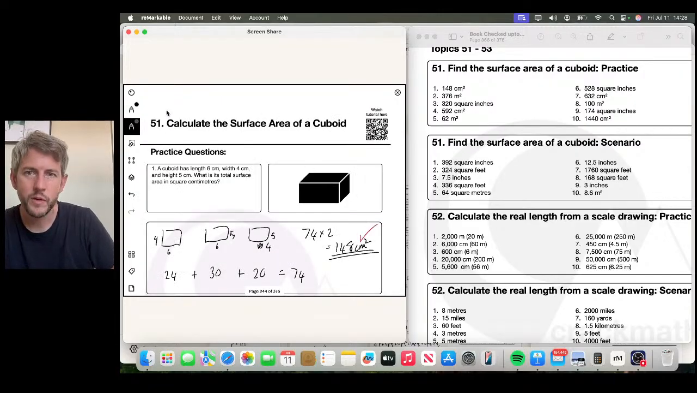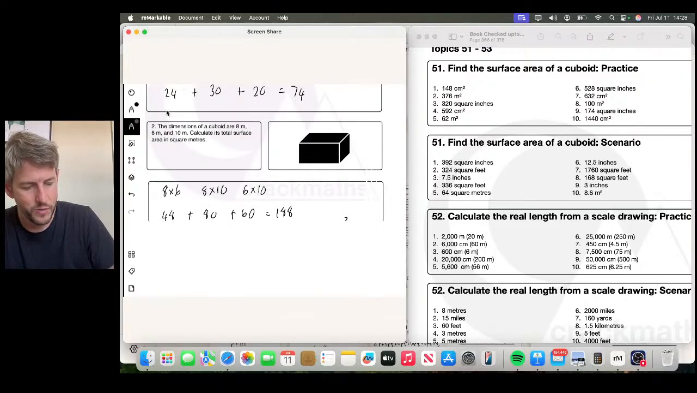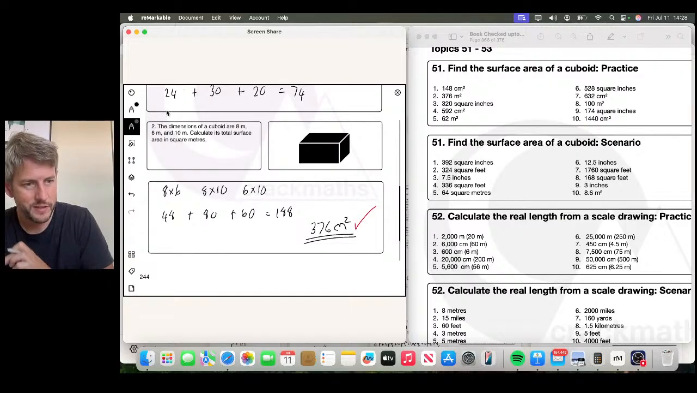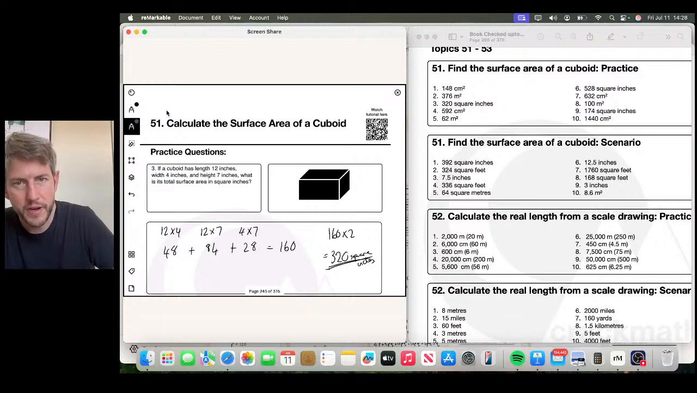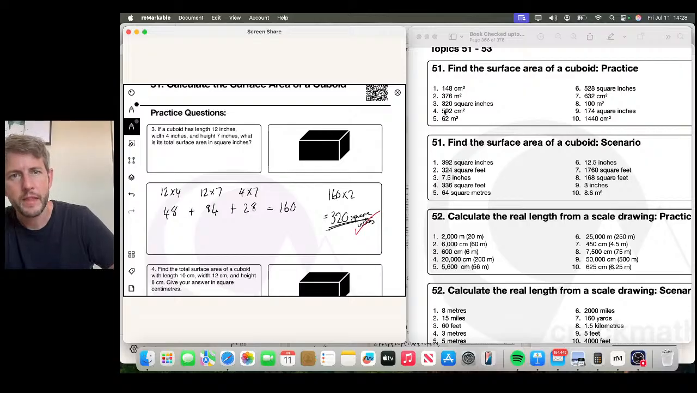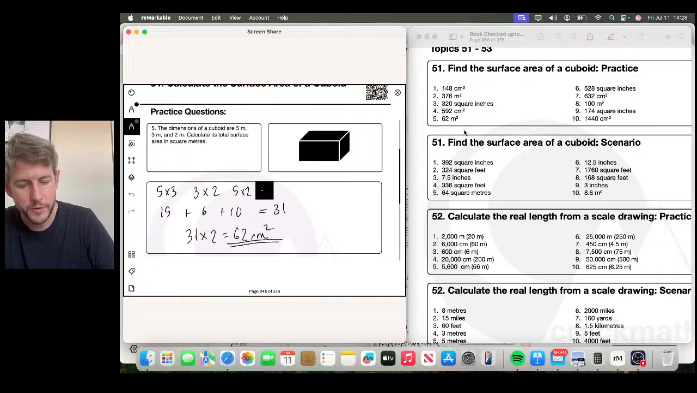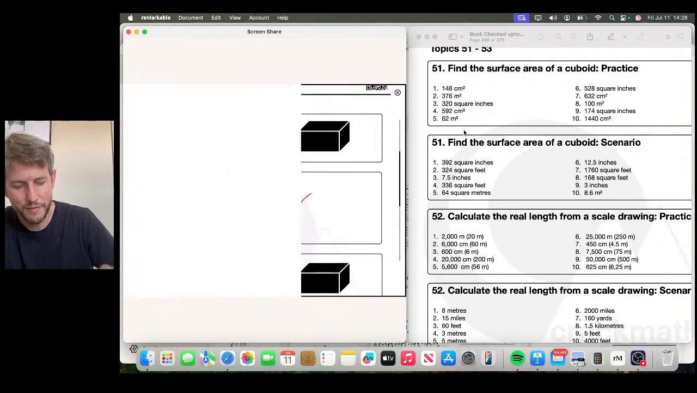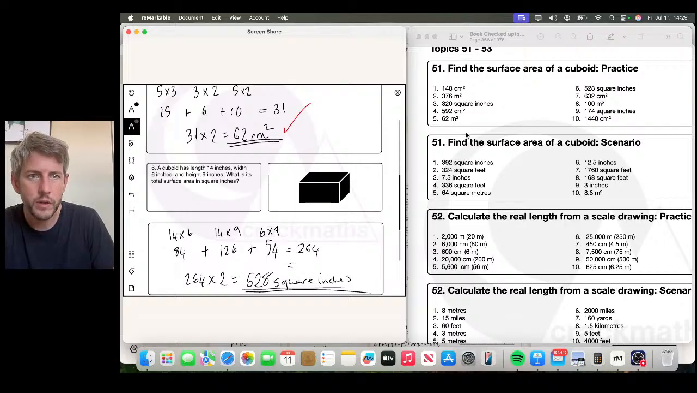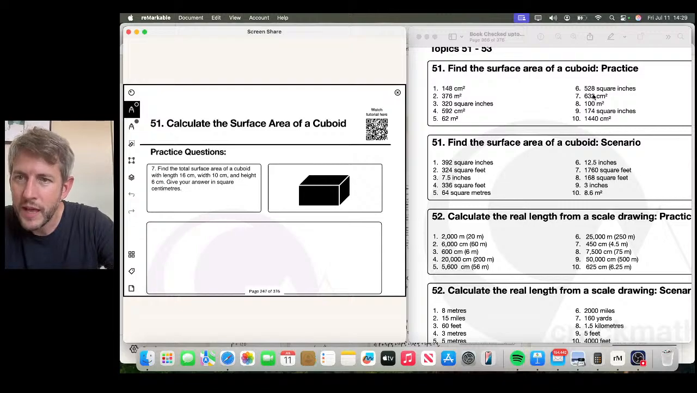Number 1, we've got 148, excellent, and that's centimeters squared. Number 2, we've got 376, that's good. Number 3, we've got 320 square inches, excellent. And number 4, we've got 592 centimeters squared. Number 5 even, we've got 32. And number 6, we have got 600. Number 7, we've got 528, and that's fine as well. And then let's continue now on with 7 to 10.